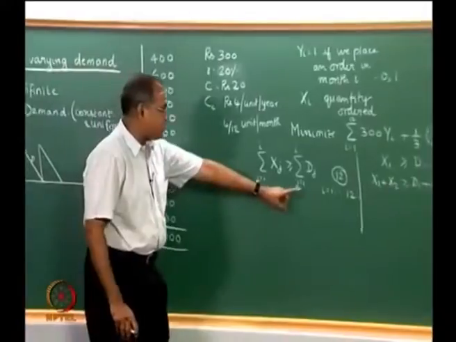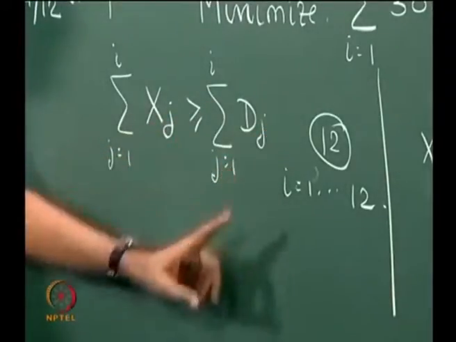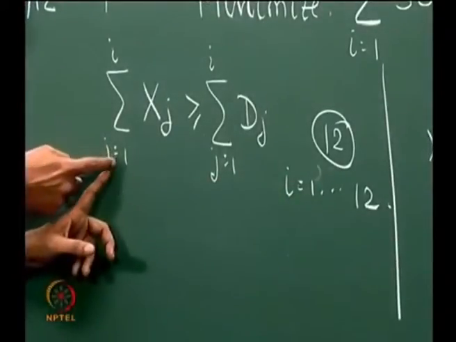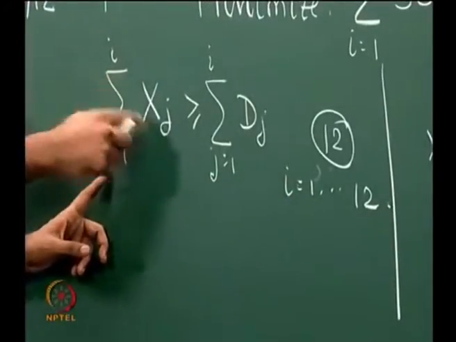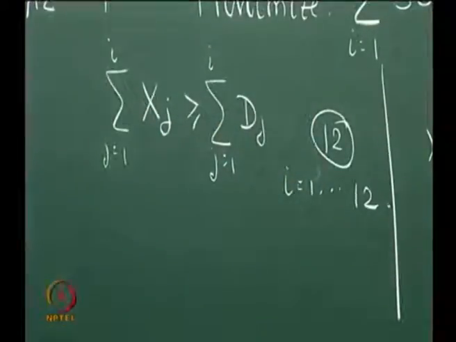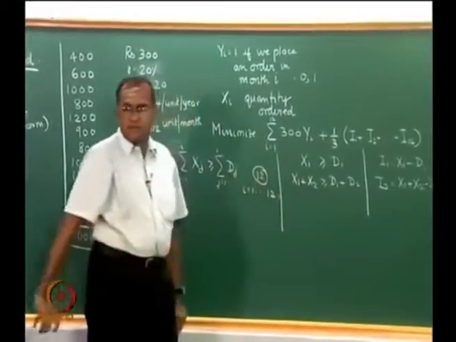Which means if we take the first month i, then this will be x1 greater than or equal to D1. Take the second month i equal to 2, so j is summed from 1 to 2, so x1 plus x2 is greater than or equal to d1 plus d2 and so on. So, there are 12 constraints which are like this.